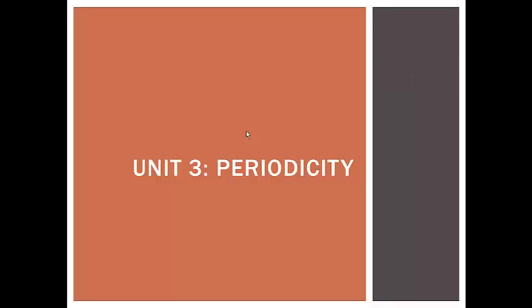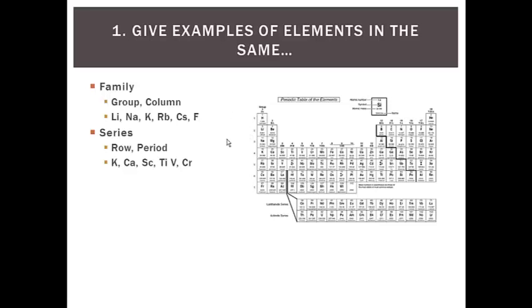Next unit was periodicity, so this is periodic trends, all about the table of elements. First question asks us to give examples of elements that are in the same family and series. So a family is the same thing as a group, same thing as a column. So you can pick any column, and those would all be in the same family, group, column. Those are all the same.